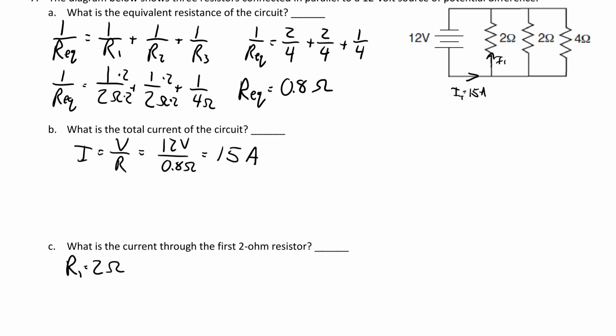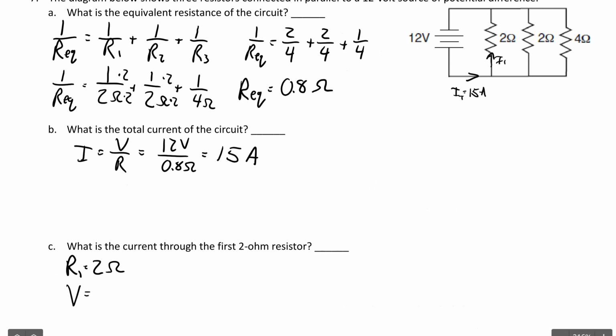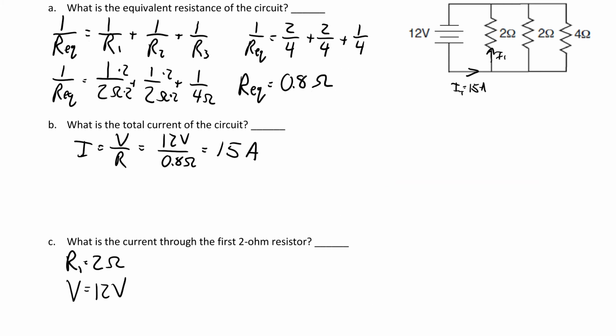Well, it's a parallel circuit, so let's look at the relationship. In parallel circuits, the voltage is the same everywhere. So since we know it's a 12-volt battery, we also know the voltage drop across that resistor is still just 12 volts. That's the nice thing about parallel circuits, is that the voltage is the same everywhere, as opposed to series circuits where the current was the same everywhere. So now we could do Ohm's law again, where the voltage is 12 volts and the resistance through that resistor is 2 ohms. So there's actually 6 amps through this branch. There's 6 amps here.